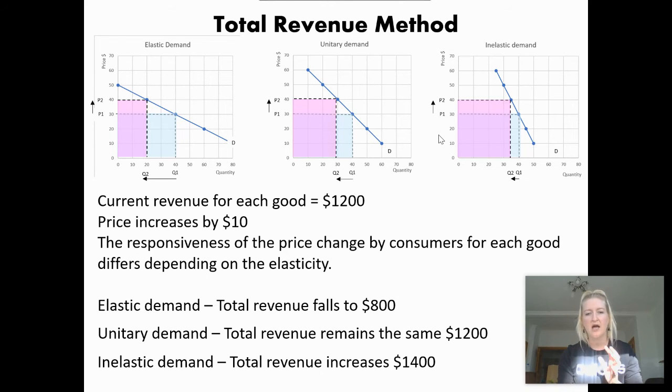And of course, the other way works as well. So if the price goes down for inelastic demand, then the revenue will go down. For elastic, if the price goes down, the revenue will go up.